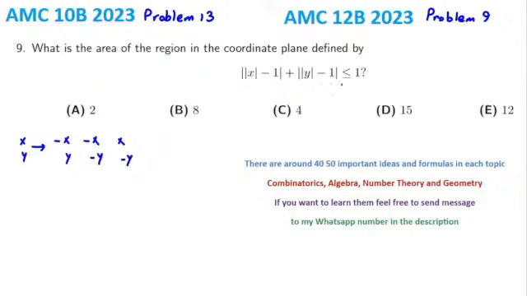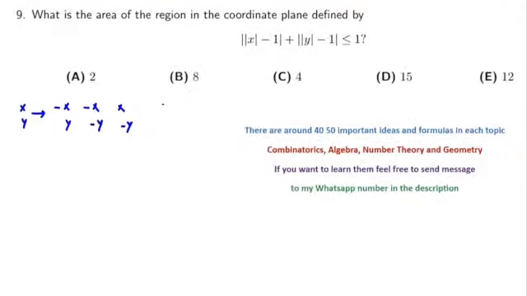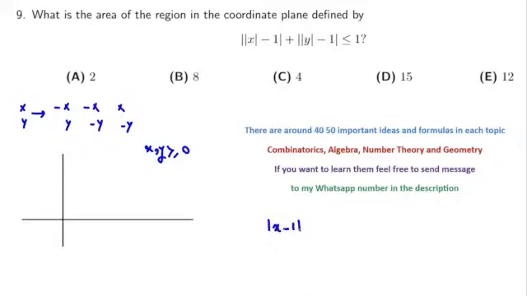So we can only consider this in the first quadrant and then at the end multiply by 4, because we will have a similar figure in other quadrants. So we can consider x and y are at least 0. So it will be what? My absolute value of x will be x. So absolute value of x minus 1 plus absolute value of y minus 1 is less than or equal to 1.